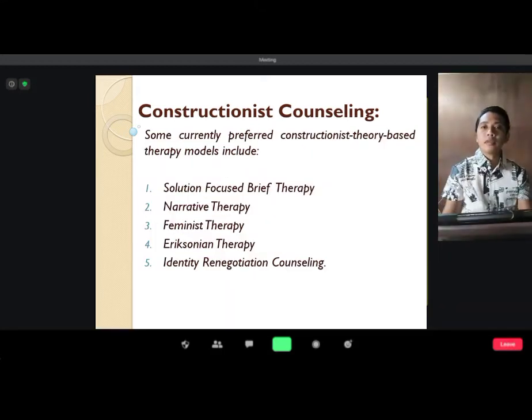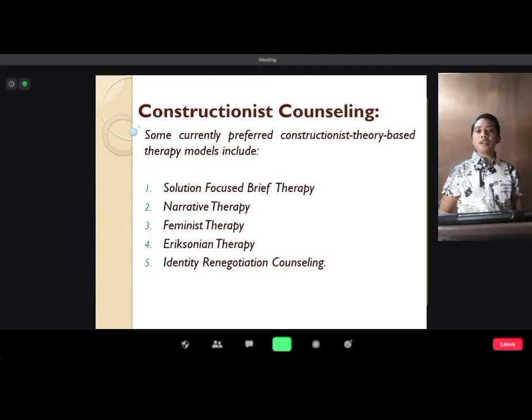Under the constructionist counseling, some of the currently preferred constructionist theory-based therapy models include solution-focused brief therapy, narrative theory, feminist theory, Ericksonian therapy, and identity negotiation counseling.